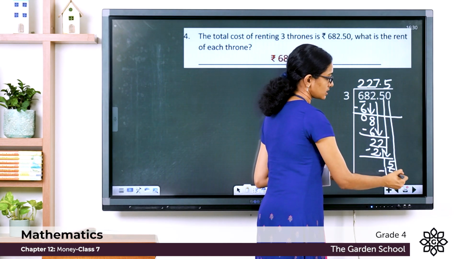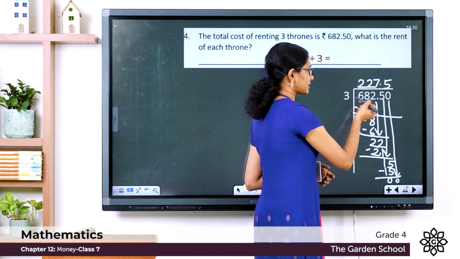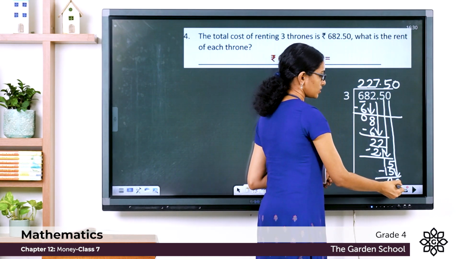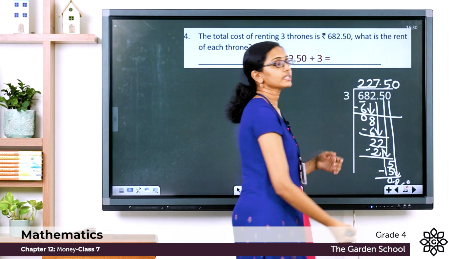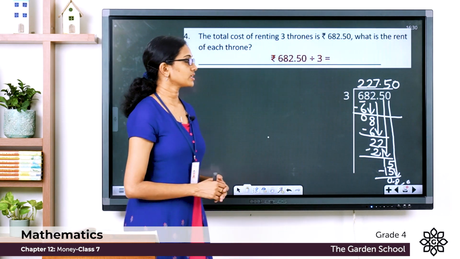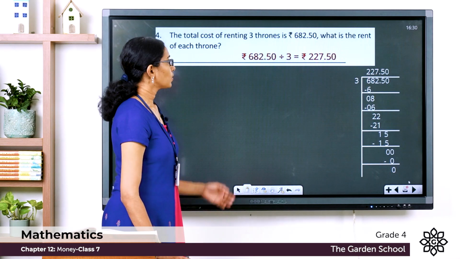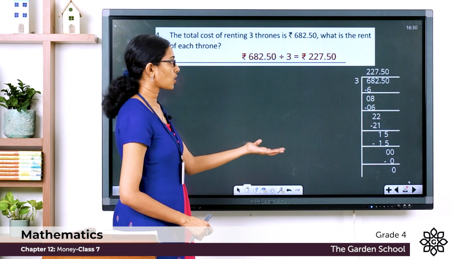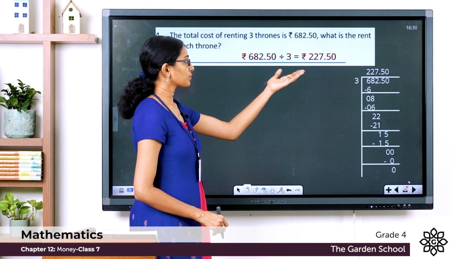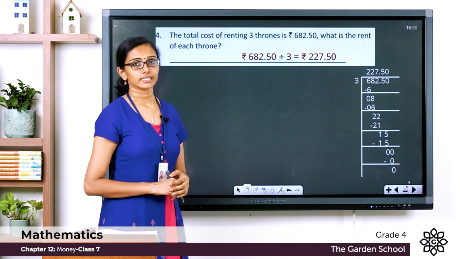Now the next digit is 0. 0 divided by 3 is equal to 0 itself. So writing 0 here and subtracting, and you will get the quotient as 227 rupee 50 paise. So the cost of each throne is equal to 227 rupee 50 paise.